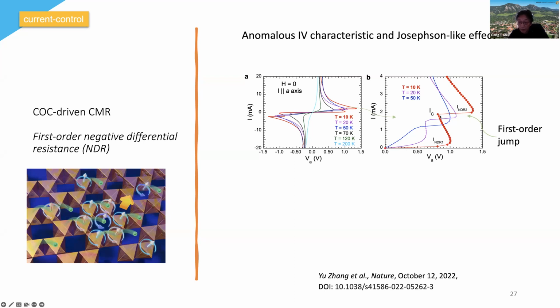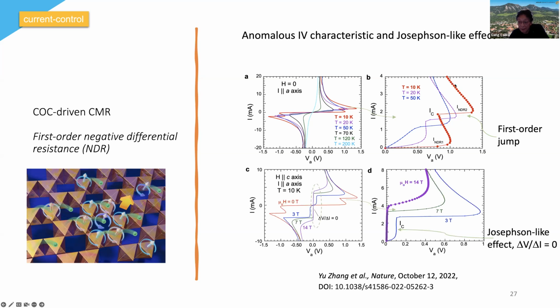And as we further increase current, at the critical current here, the voltage jumps in a first order manner to a much higher voltage. And then another turning point, continuing on with this negative differential resistance. So this is when magnetic field is zero, okay? And this type of behavior actually persists up to 70 Kelvin.